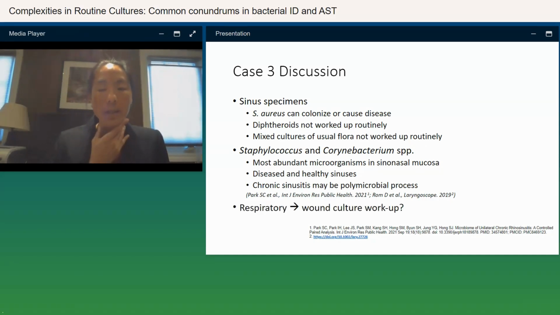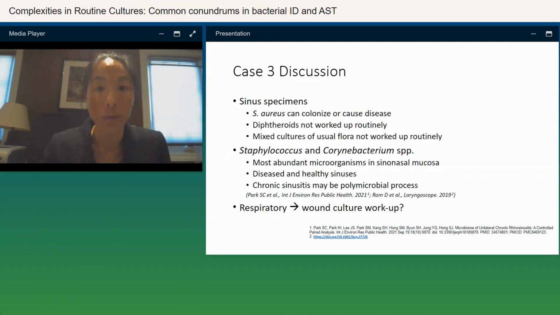So in our patient, who'd been in and out of the hospital, probably that's where they got these nosocomial pathogens, MRSA and JKM, and who's had prior operations done in that region, I think that really does put them at risk for a polymicrobial infection of the sinuses. And so in these cases, it's sometimes helpful to think of a sinus workup less as a respiratory specimen workup, but more as a wound culture workup.